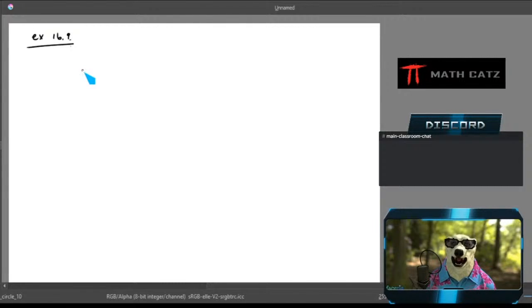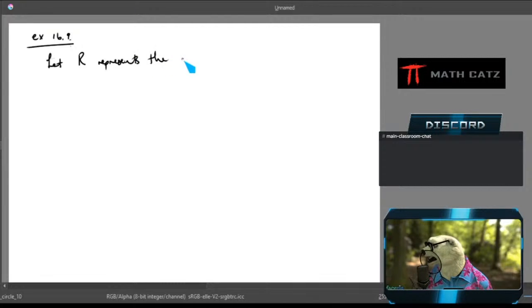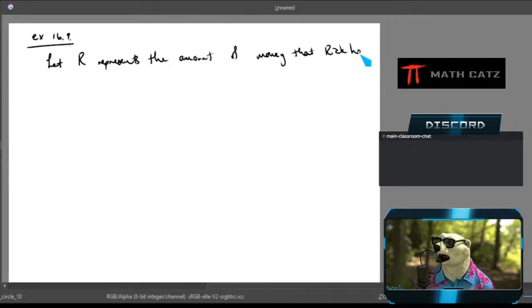Together they have some money. I want to know how much does each person have. Now, it seems as if we have two variables because we have two people. But let's see here. Let's start with Rick, for example. Let's say R represents the amount of money that, I'll squeeze it in, Rick has.